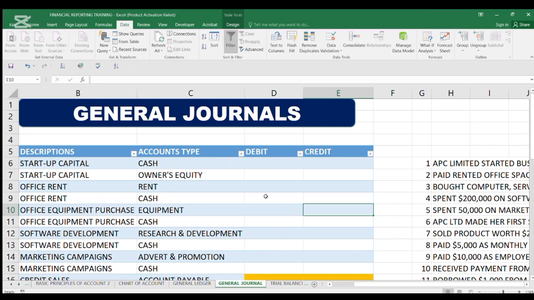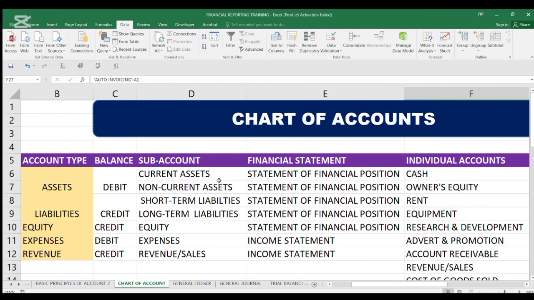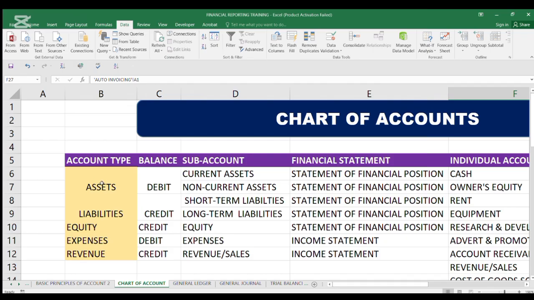So here with me is the software that you are seeing that I display here. You can see in this software we have the chart of account. It's already configured. Asset, liability, equity, expense, and revenue. Those to be debited, and the account that is linked to.